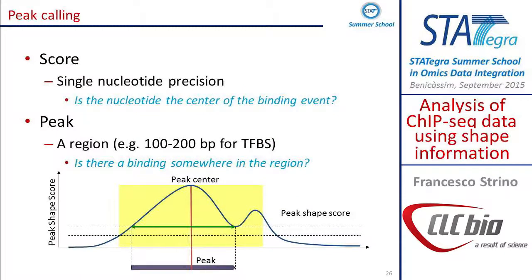And so once we run the filter again, we will get a score, and the score will have single nucleotide precision. So for every genomic position, we can say how likely it is to be the center of a binding event. And this is, as I said before, for every point we do the cross correlation thing, so we can find out how likely it is.